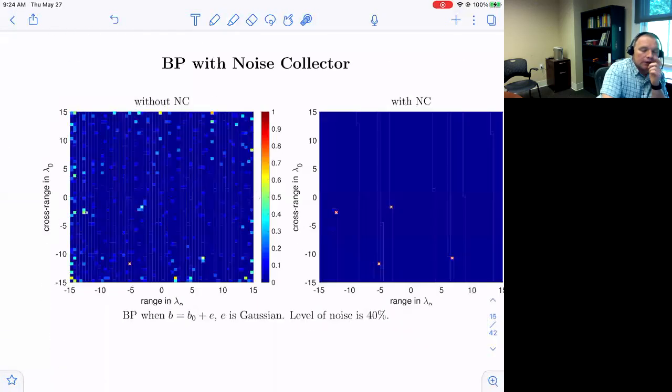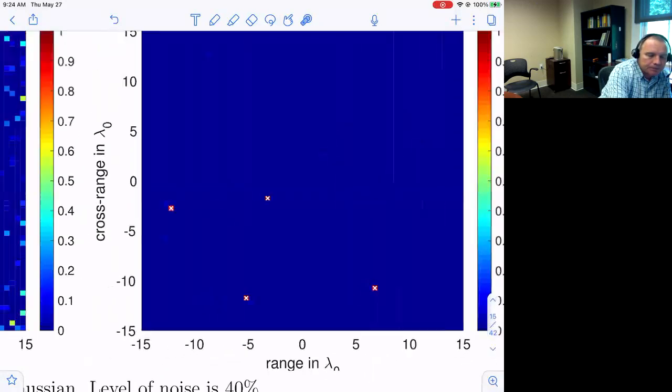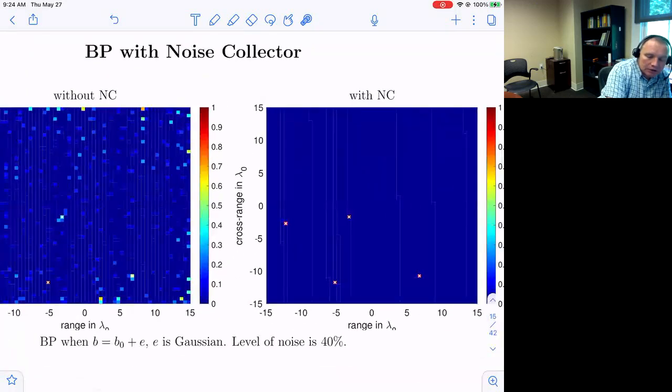Yeah. So here is an illustration of how the presence of the noise collector improves the image. This is the image we already had. There is a noise of 40%. And as I told you earlier, there is instability, and you see a lot of grass. Now, if you add the noise collector, almost immediately all the grass disappears. And if you look closer, you see that you recover all the scatterers exactly. And then there is a little bit of grass remaining, but not that much. So that's an immediate consequence.